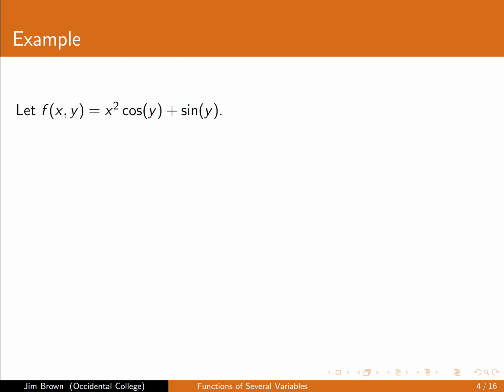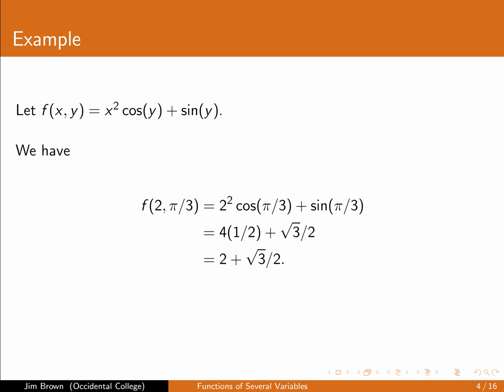So here's another example. This one just has two variables, which is going to be the type we're going to encounter most in this section. So we let f of x, y be x squared times cosine of y plus sine of y. So let's just view how we would evaluate this at a particular point. So if I take x to be equal to 2 and y to be equal to pi over 3, everywhere where there's an x, we replace it with a 2, and everywhere where there's a y, we replace it with pi over 3. So we see f of 2 comma pi over 3 is 2 squared times cosine of pi over 3 plus sine of pi over 3. And so this is 4 times 1/2 plus square root of 3 over 2, which is just 2 plus square root of 3 over 2.